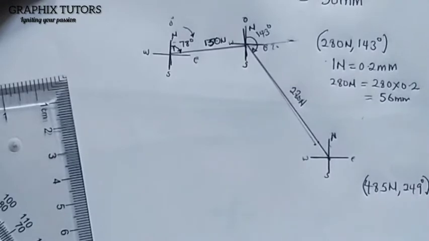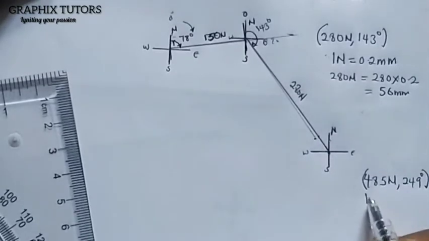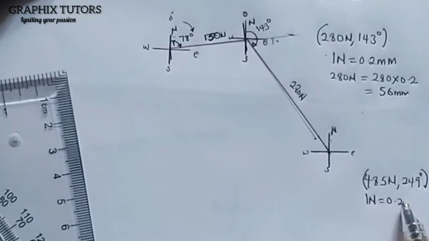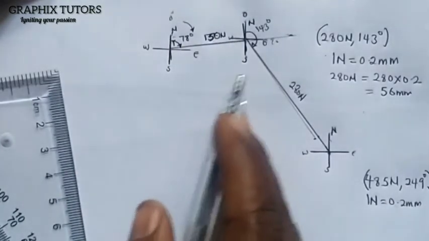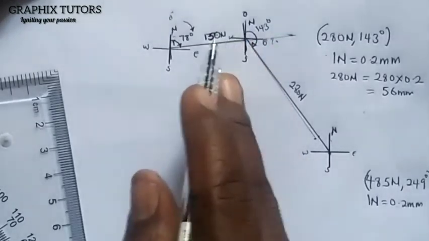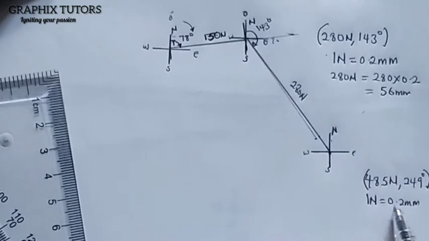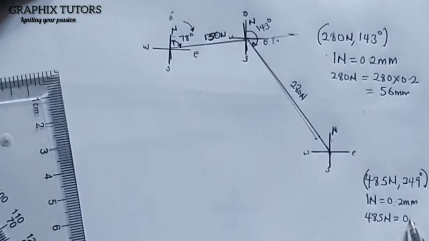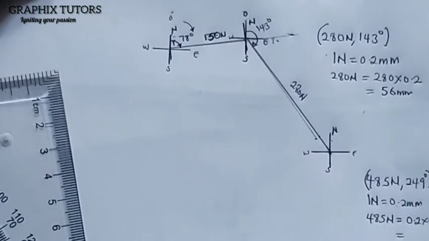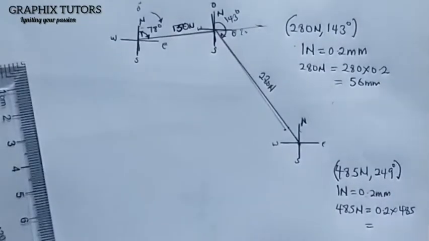We'll say 1 Newton is equal to 0.2 millimeter. If you can change this, you can change the unit, but the bigger it is, the bigger your graph, right? And you won't be able to draw this easily on your sheet. So this is a minimum point you can take. You can even take 0.1, but it will be too small. So 1 Newton is equal to 0.2 millimeter. So 485 Newton will be equal to what? 0.2 multiplied by 485 is 97 millimeter.